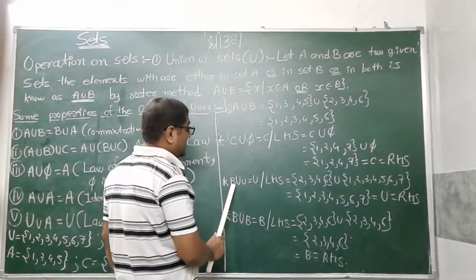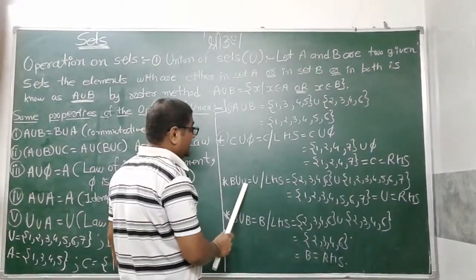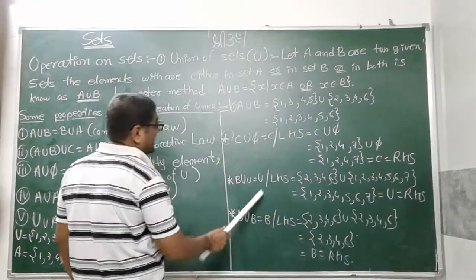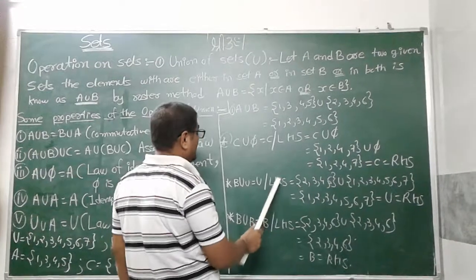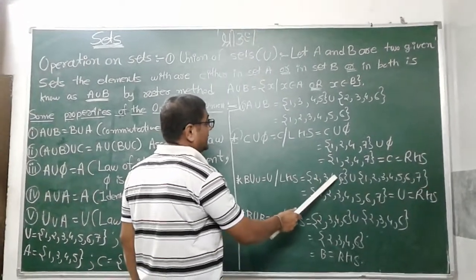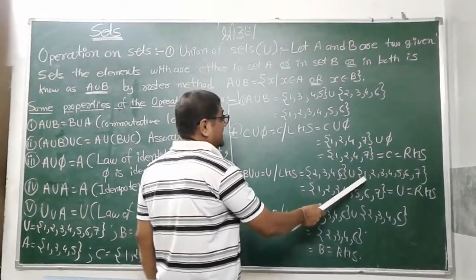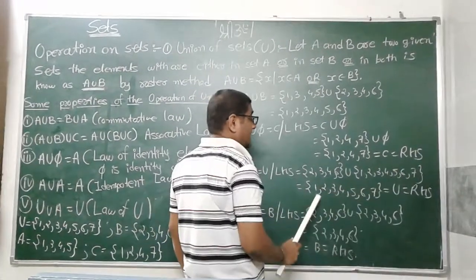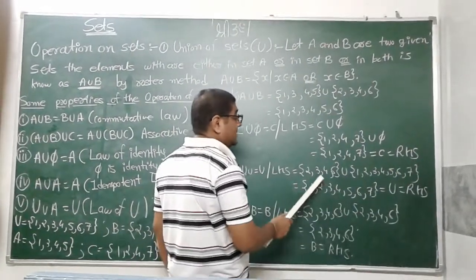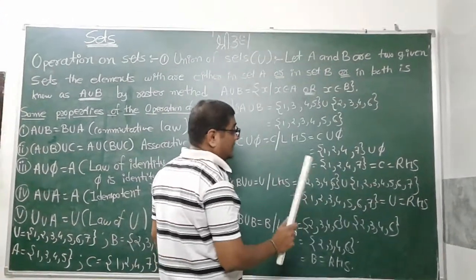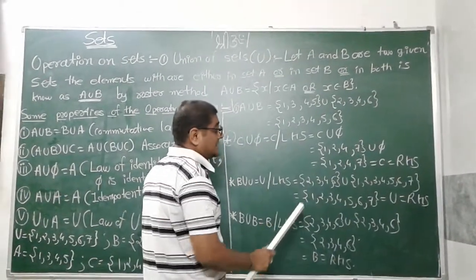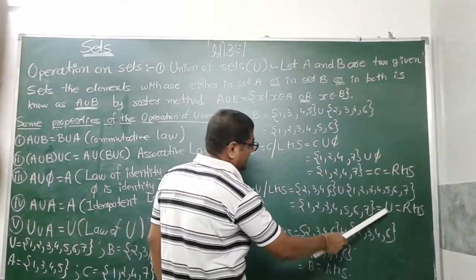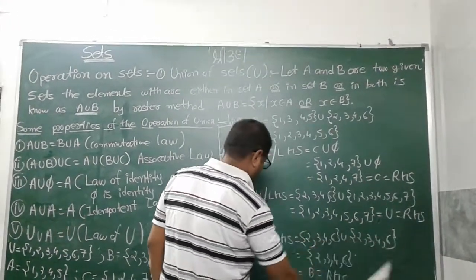Now you take any set and take the union with the universal set, you get the universal set. So here I am taking set B. LHS is equal to set B, which is {2, 3, 4, 6}. Universal set is equal to {1, 2, 3, 4, 5, 6, 7}. The elements 2, 3, 4 and 6 are repeated in both, but we have to write them down once. So that is {1, 2, 3, 4, 5, 6, 7}, which is equal to the universal set, the RHS.